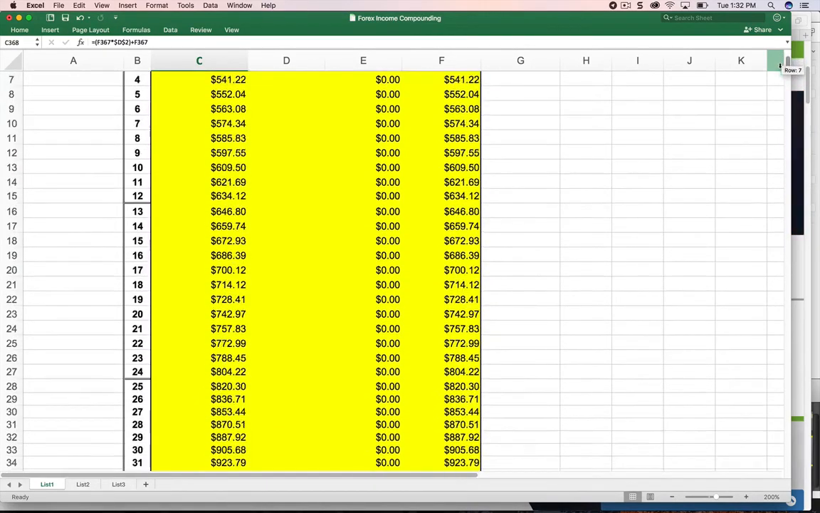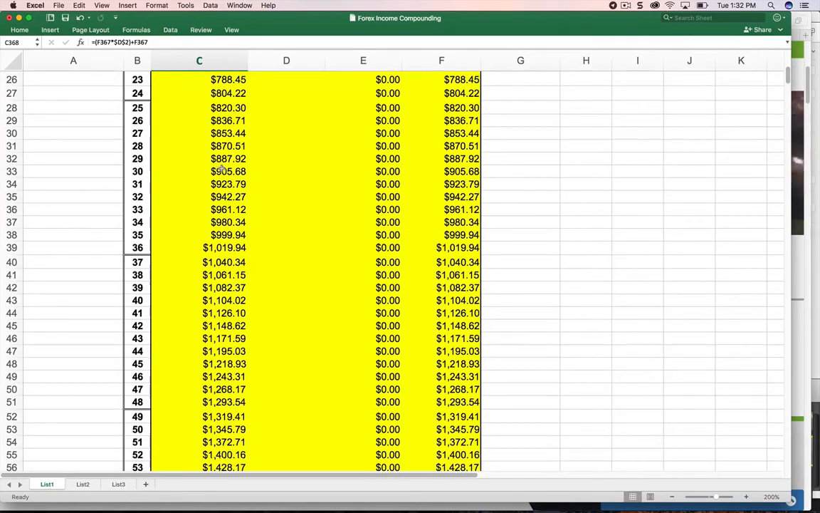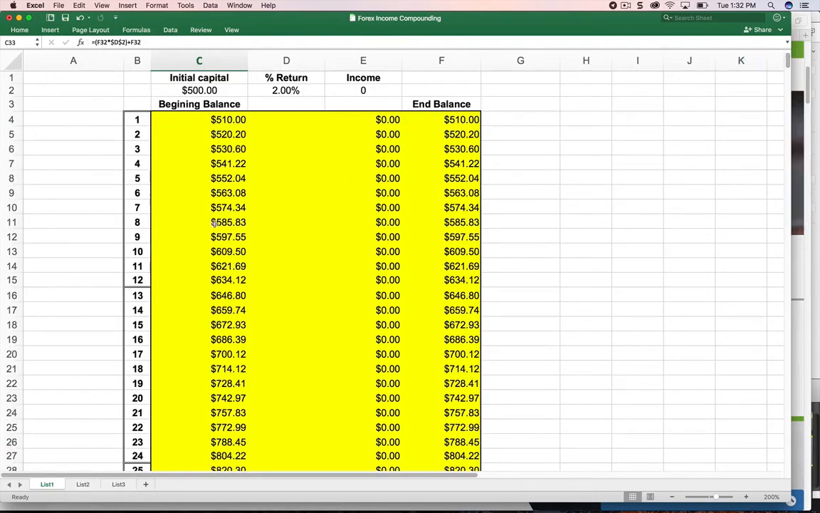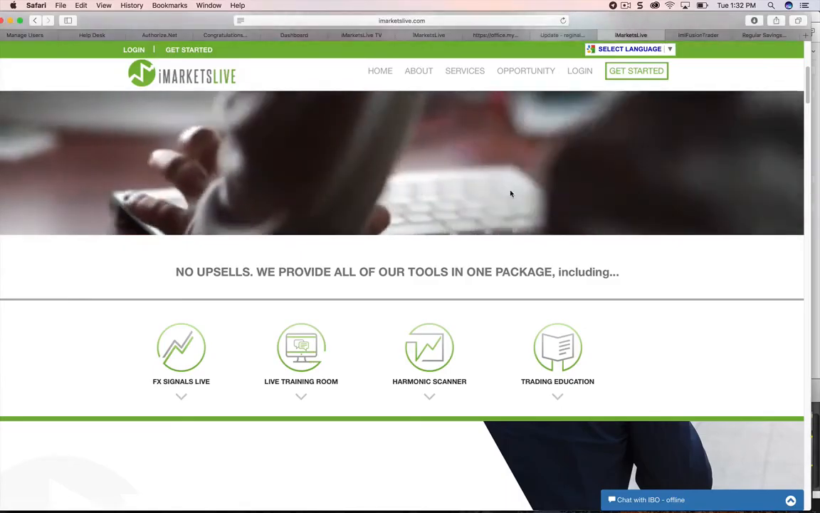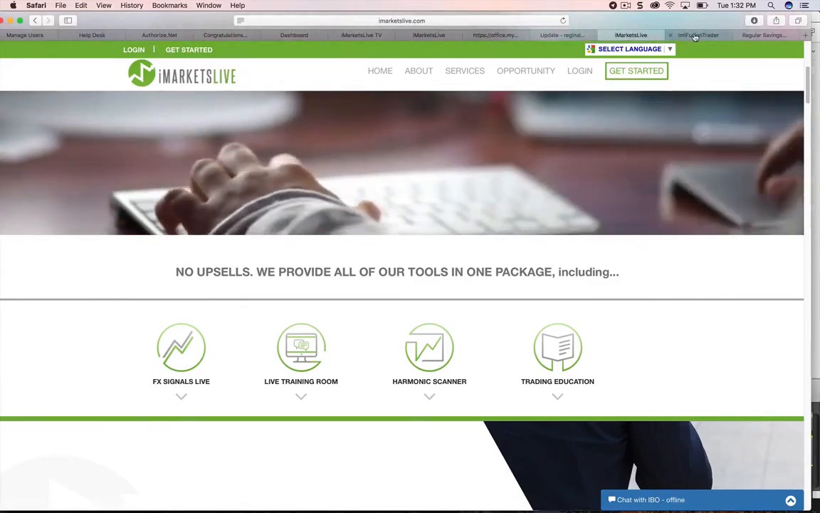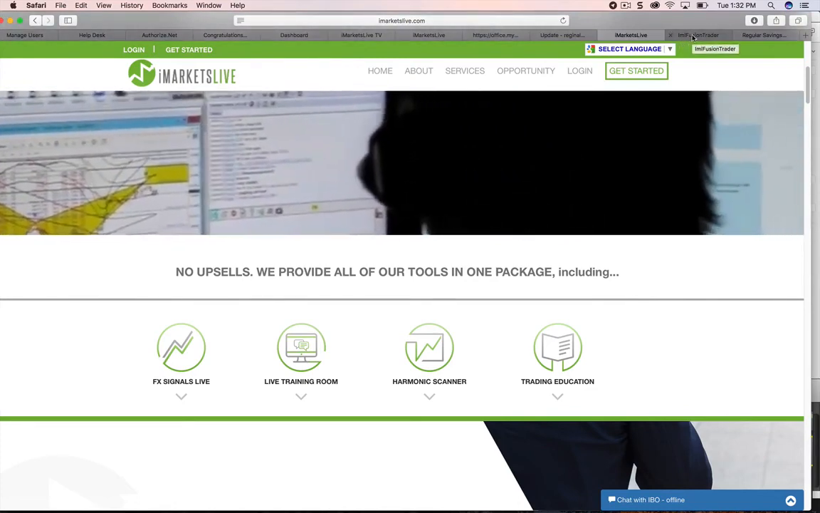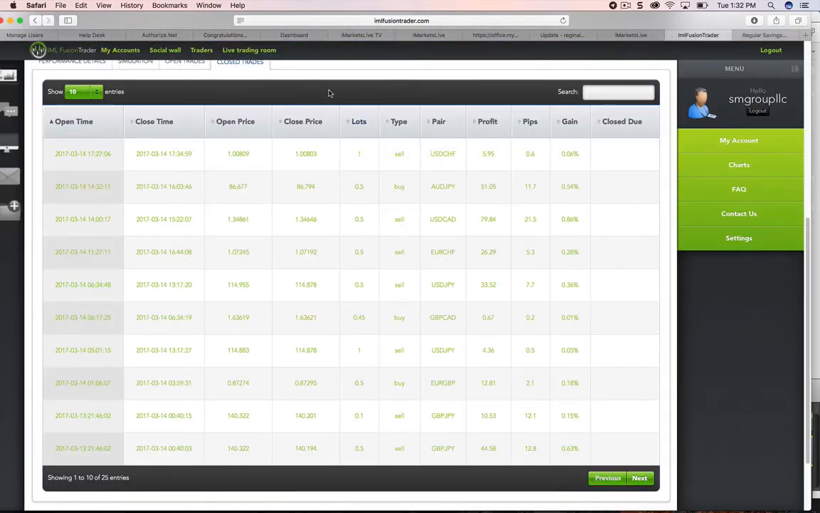If you do this 2%, guys, at the end of 30 days, your membership is paying for itself, right? You almost had 200% growth. The membership is paying for itself. It's worth it. You have professional traders trading on your behalf with the Fusion Trader. It's worth it. You're getting a 7-figure skill set and 7-figure training, so it's worth it.